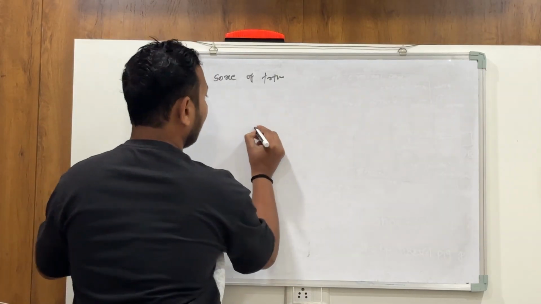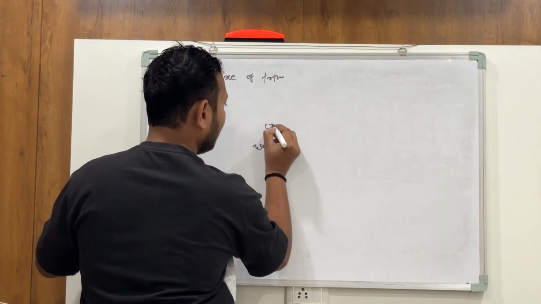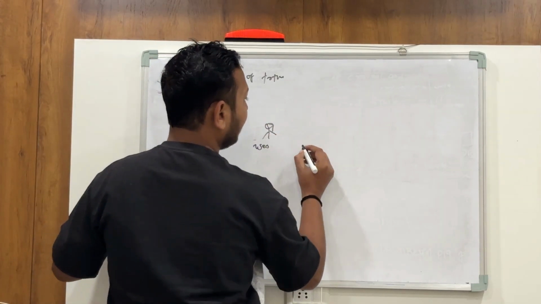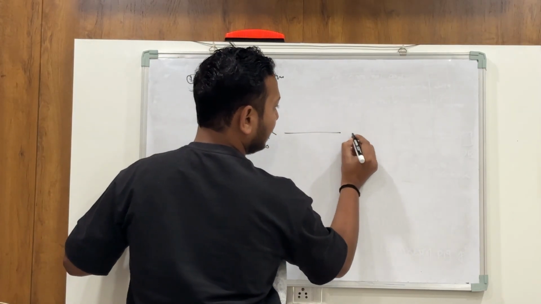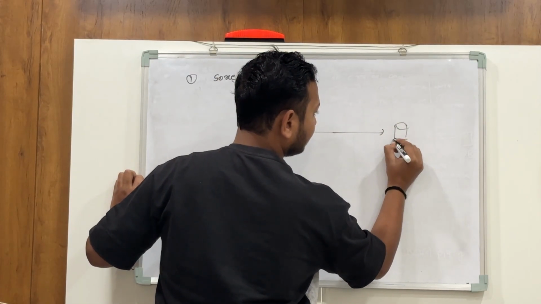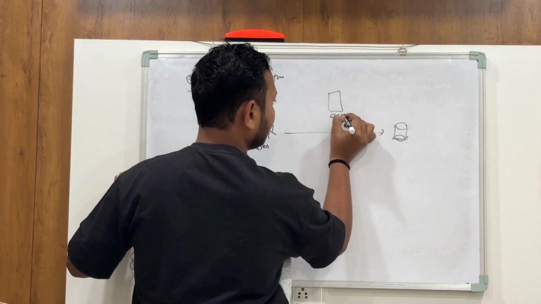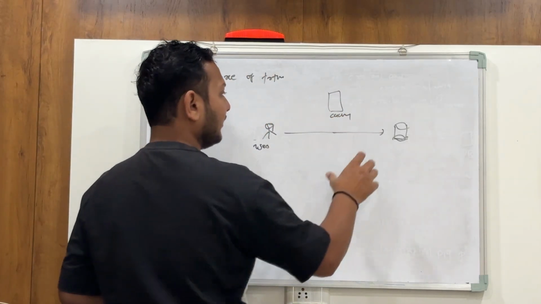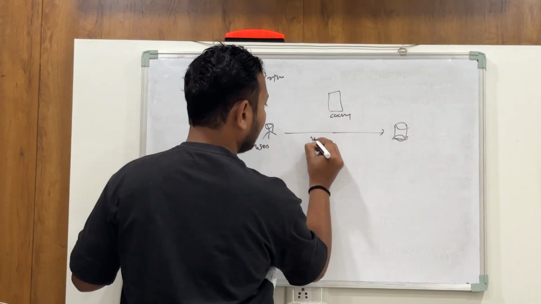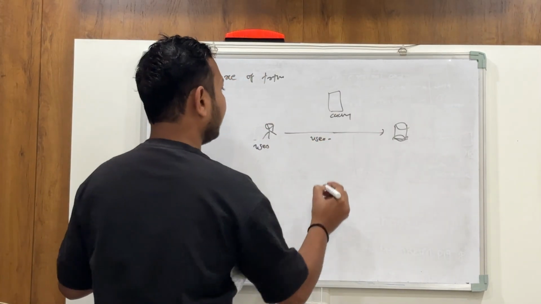For example, if I am a user, and my request goes first directly to the DB, right? And there is one caching layer, right? So I have stored the user data. For example, say my name is Nigam, right?